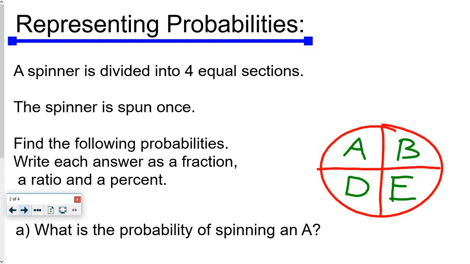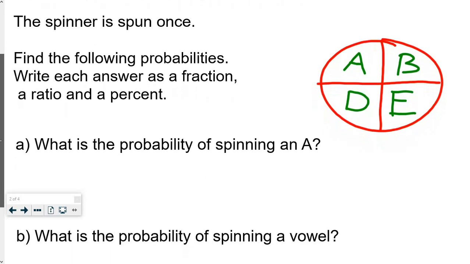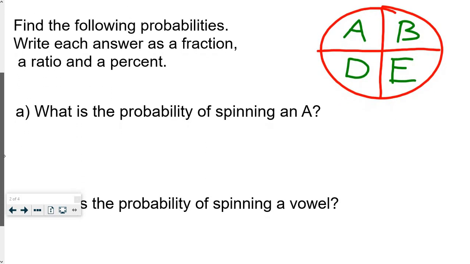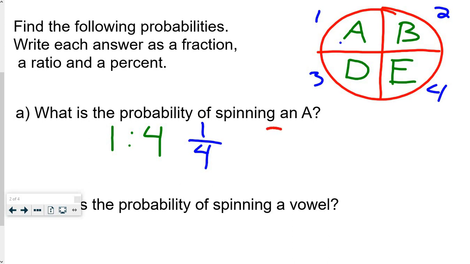A spinner is divided into 4 equal sections. The spinner is spun 1 time. Find the following probabilities. Write each answer as a fraction, ratio, and a percent. There's the spinner up in the top right hand there. What is the probability of spinning an A? There's only one A out of 4 total possibilities: A, B, D, and E. So that's 1 out of 4, or we can write it as 25%.